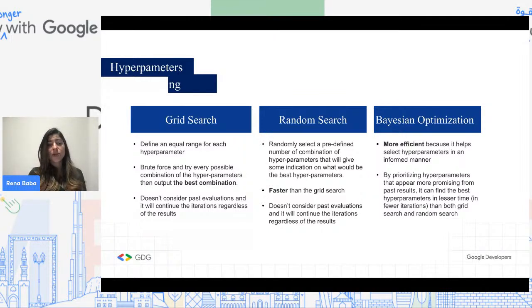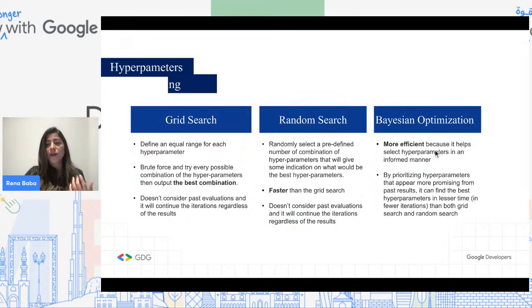With random search, as the name suggests, it randomly selects a predefined number of combinations, and it is faster than a grid search, and that's the good thing about it because it doesn't have to brute force and try every possible combination. It's more of a random thing, but it also doesn't consider past evaluations.